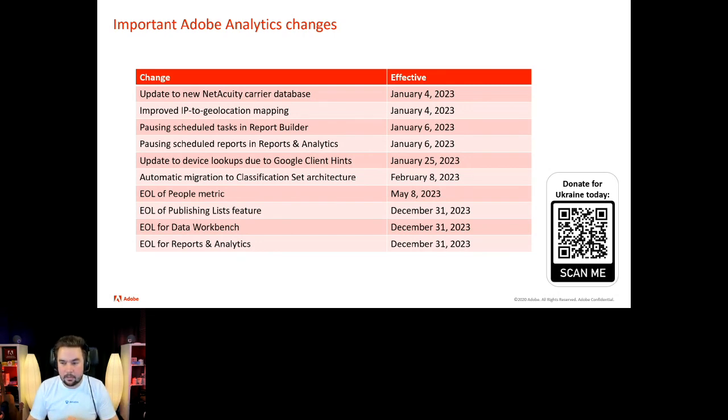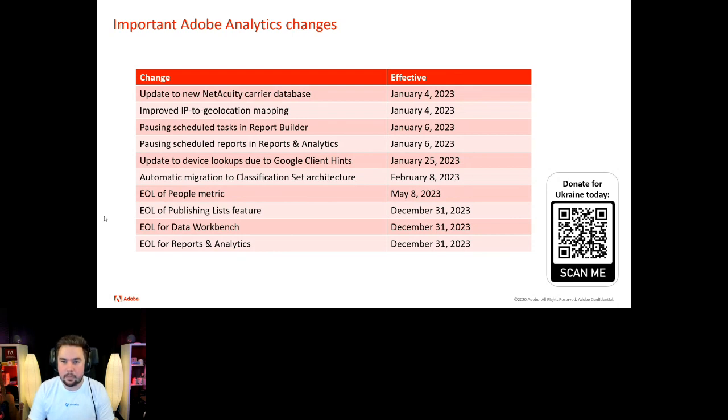And we also have some end of lives this year. For example, the people metric, for those people who were part of the device co-op, is now on the way out. It should already be deprecated at this point in time. Also, everything in relation to Reports and Analytics, for example publishing lists or Reports and Analytics itself. And also the good old Data Workbench. If you've been one of the like 3 customers who use that tool, you now also need to probably buy Customer Journey Analytics, because it's pretty much the same but more powerful.